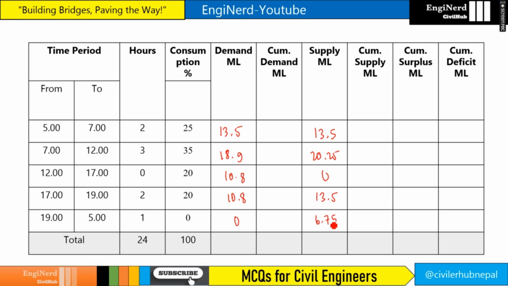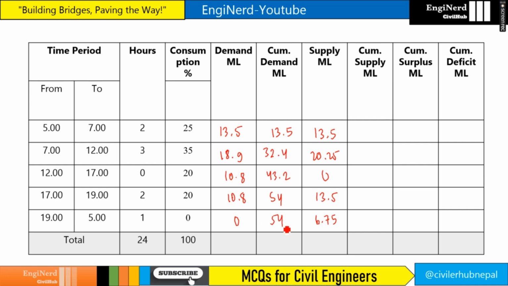Let's find the cumulative values. For the first one, it will be 13.5 itself, right? 13.5. The second one, 13.5 plus 18.9, right? It will be 32.4. And for the next one, it will be plus 10.8. It will be 43.2. And again, plus 10.8. It will be 54, right? And here, plus 0 will be only 54.